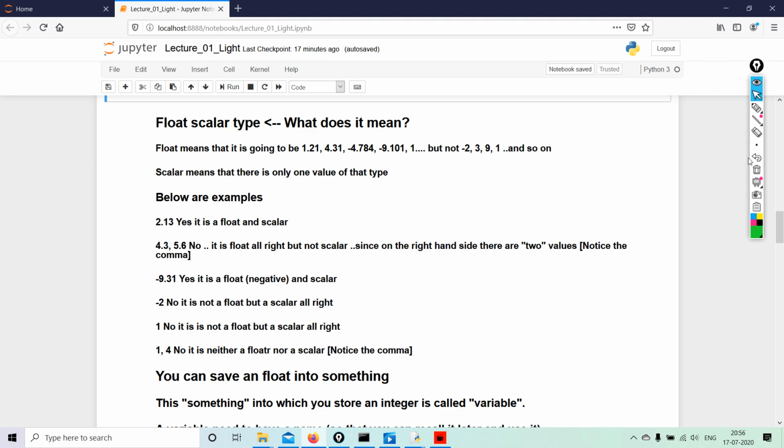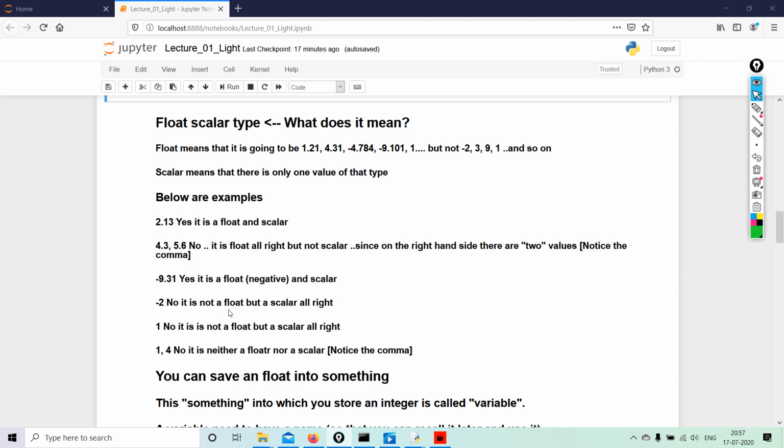Remember during scalar we already highlighted this bit. I'm going to highlight it again for your convenience. Comma. The moment you put a comma, the value no longer represents a scalar value, right? Because it has dual numbers, right? So 9.31, minus 9.31, yes, it is a float, negative and scalar.